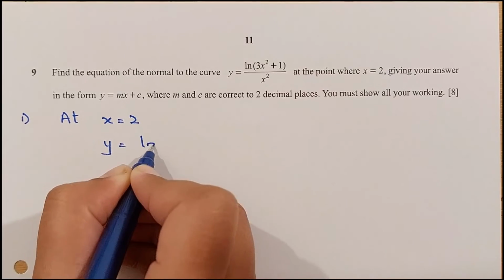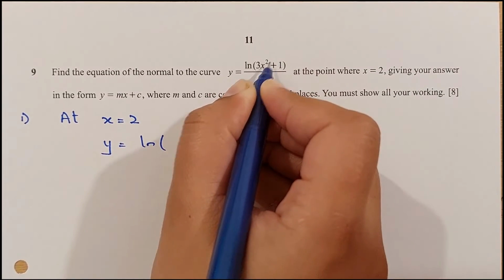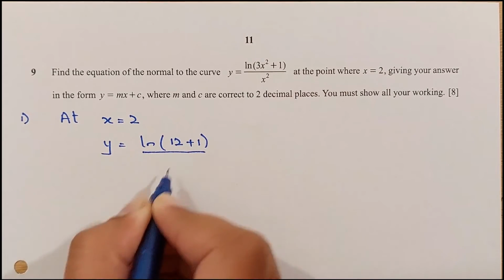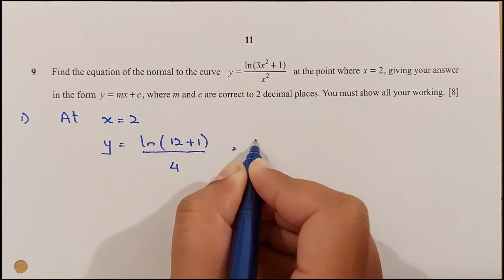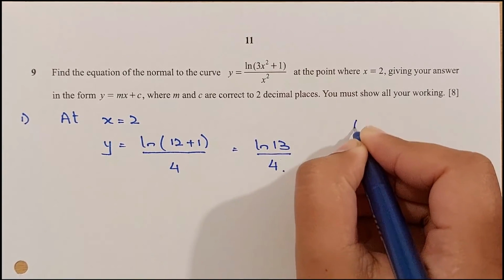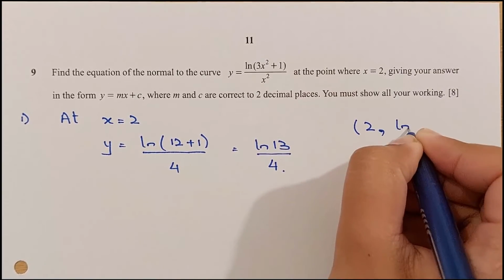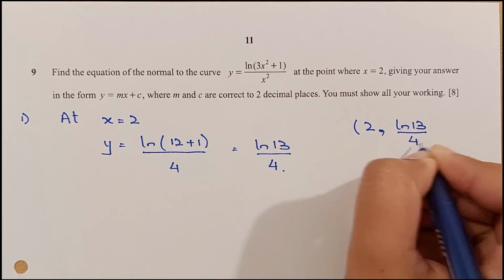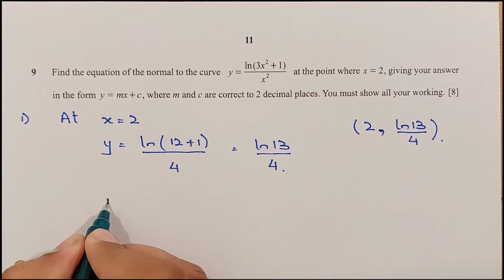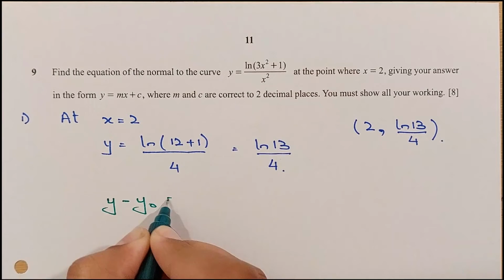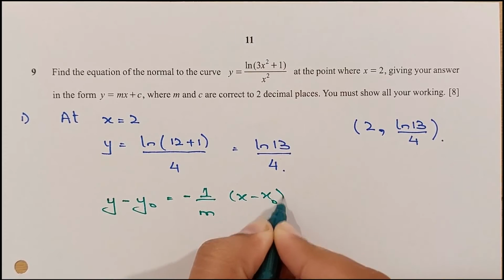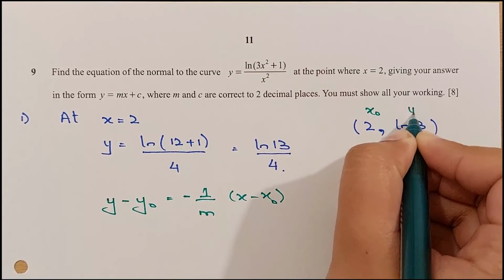Y equals natural log of 3 times 2 squared, which is 4, so this is 12 plus 1, divided by 2 squared, which is 4. So this is natural log of 13 divided by 4, right? Now the xy coordinates are 2 and natural log of 13 by 4. Right, now let me write down the equation of normal. Equation of normal is y minus y naught equals minus 1 over m times x minus x naught, and this is x naught and this is y naught, right?